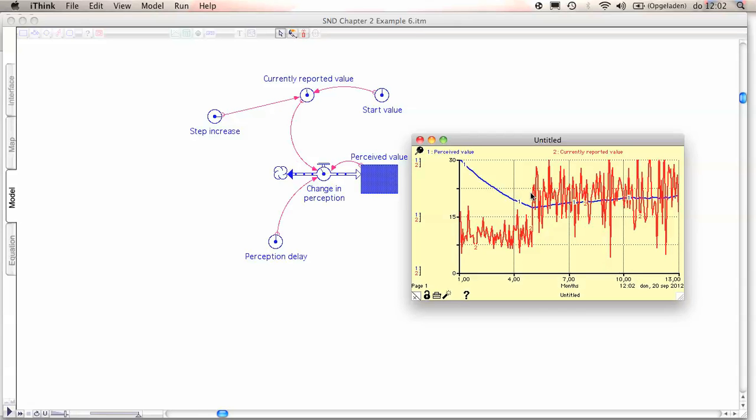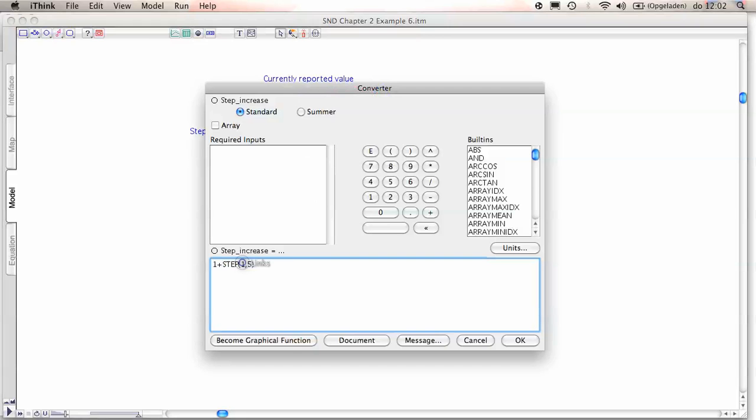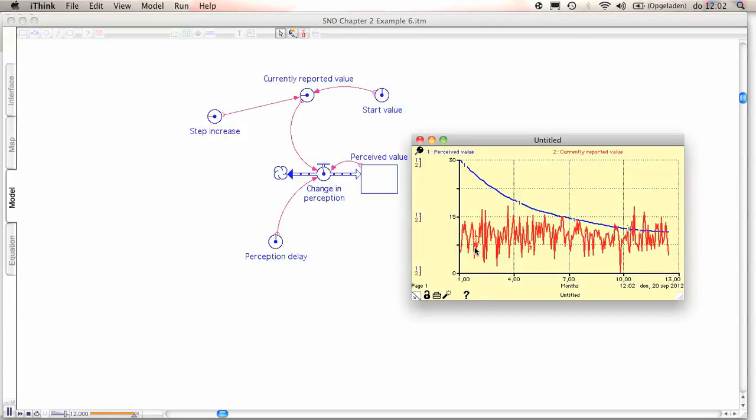Of course, we were lucky because the real world changed in our favor, but we can even get rid of that if we make the step increase 0. So the real world stays the same. And then you see that the bigger problem in this perception delay is not so much that it smooths out things in time, but that you have to start at the right point. Because all the way up here, after 13 months, we know what's happening. Important stuff.